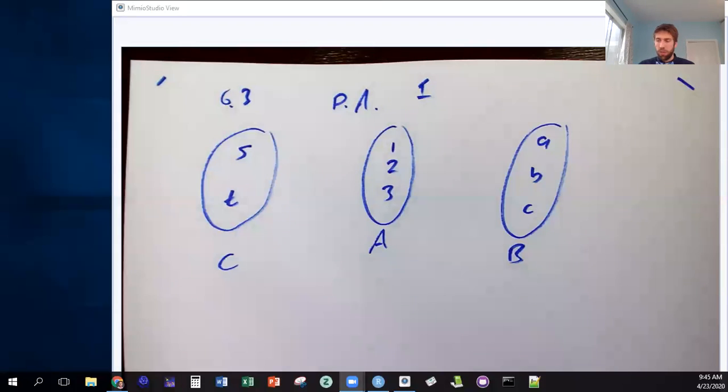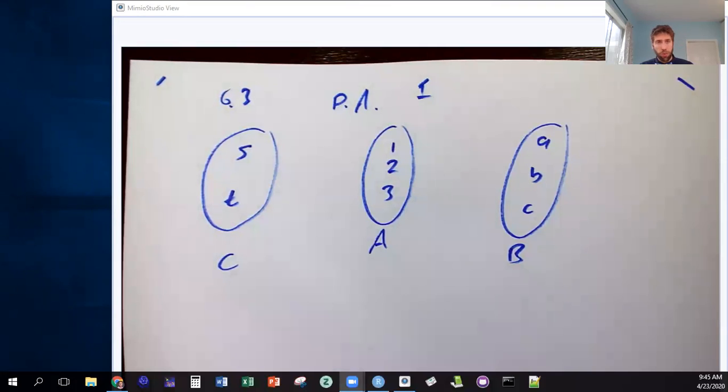This is Intro to Proofs, section 6.3. Right now we're doing preview activity 1. So in this preview activity, we have three functions, f, g, and h, defined on sets A, B, and C.